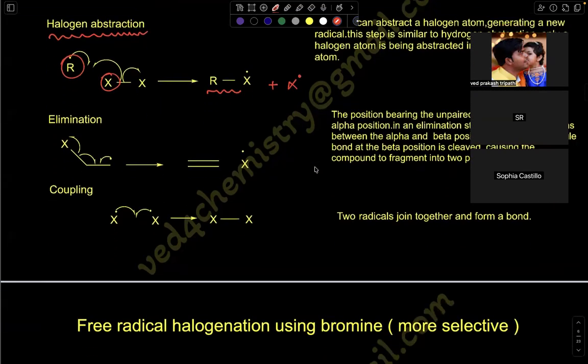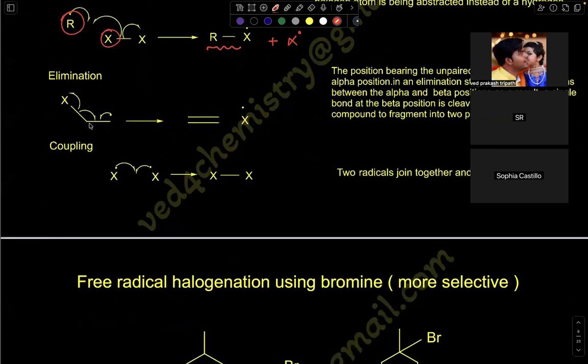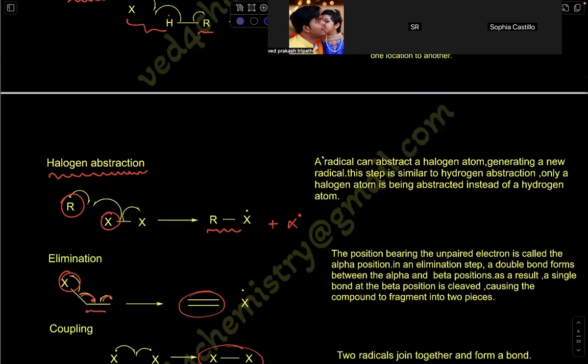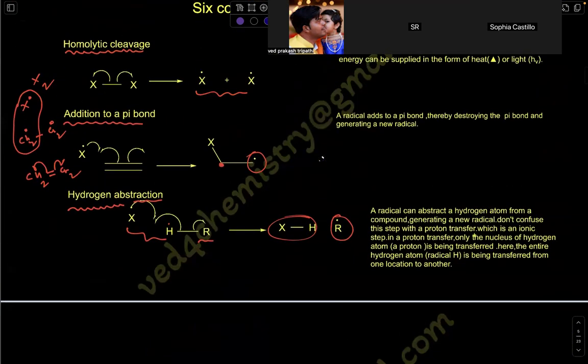And the next step is the elimination step. So this X is going to eliminate. You know that it would donate the electron to this carbon and this radical, so it would form a double bond here. And the last step is the coupling one, where both the X radicals are going to form a single bond. Yes, generally in DAT, this is basically Orgo 1 and Orgo 2 as well.